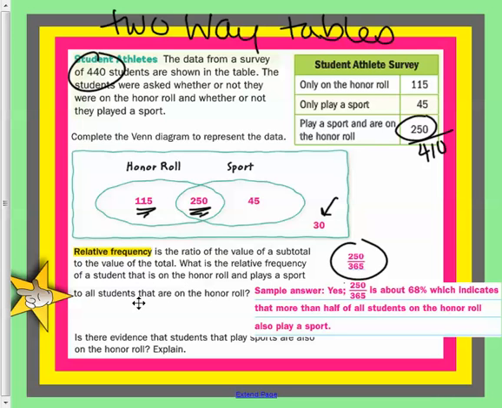So if we look at the relative frequency, is there evidence that students that play sports are also on the honor roll? 68% of the students that play sports are on the honor roll. So that is a good indicator that more than half of the students play and are on the honor roll.